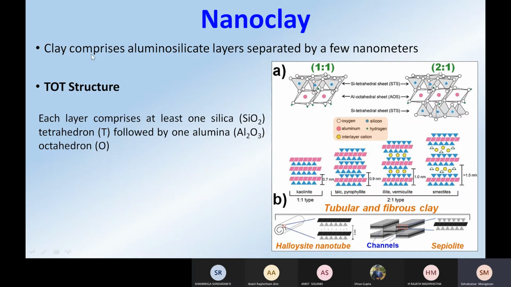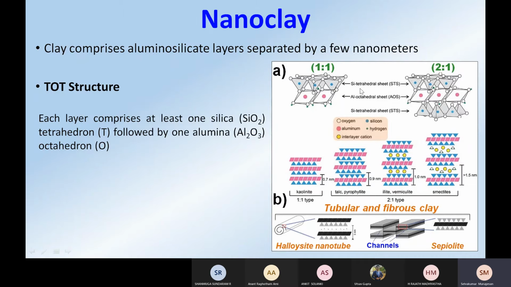Clay or nanoclay comprises aluminum silicate layers separated by a few nanometers, held by hydrogen bonds or van der Waals forces. If you look at the clay structures, they have a kind of TOT structure. That means you have a tetrahedral sheet and an octahedral sheet, and maybe a sandwich of TOT, tetrahedral, octahedral, and tetrahedral. So eventually you will have only two different types of nanoclay.